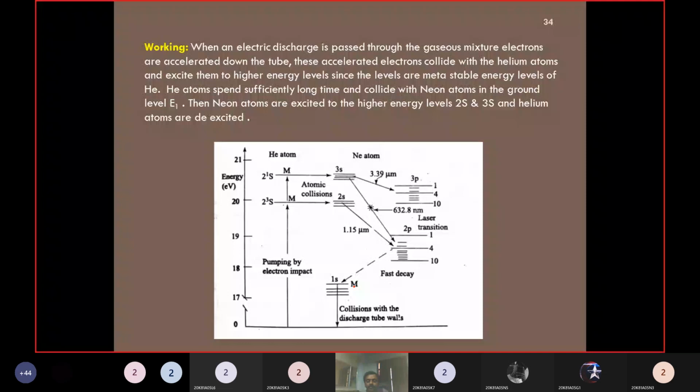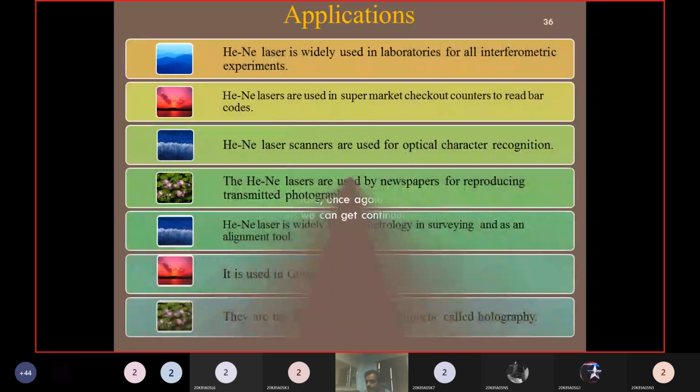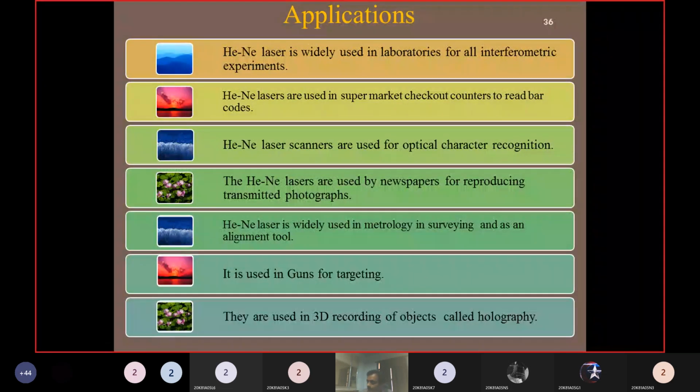After that, because of collisions, those neon atoms come to the ground state. Again these neon atoms collide with the helium atoms, and again they go to the excited state. This process is a reversible process. That's why laser will be emitted continuously. This is about the helium neon laser.